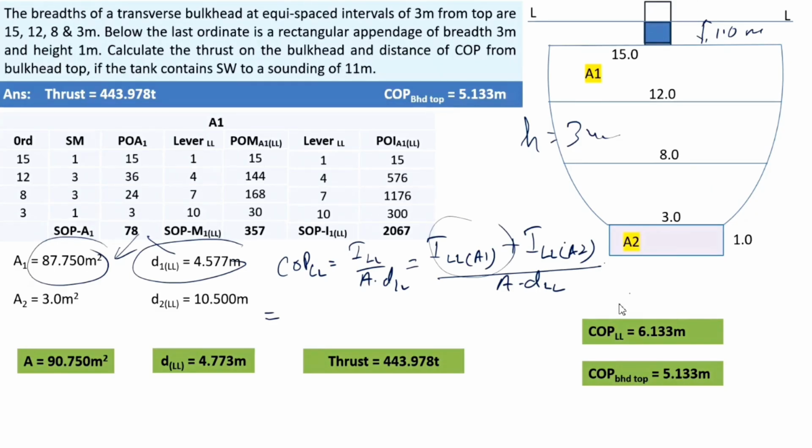So we'll have to draw an axis here. You can name it whatever you want to name it. And this is the distance you already know. This is 10.5. Correct, beta? Yes or no? Yes, sir. So ILL1 is not an issue.